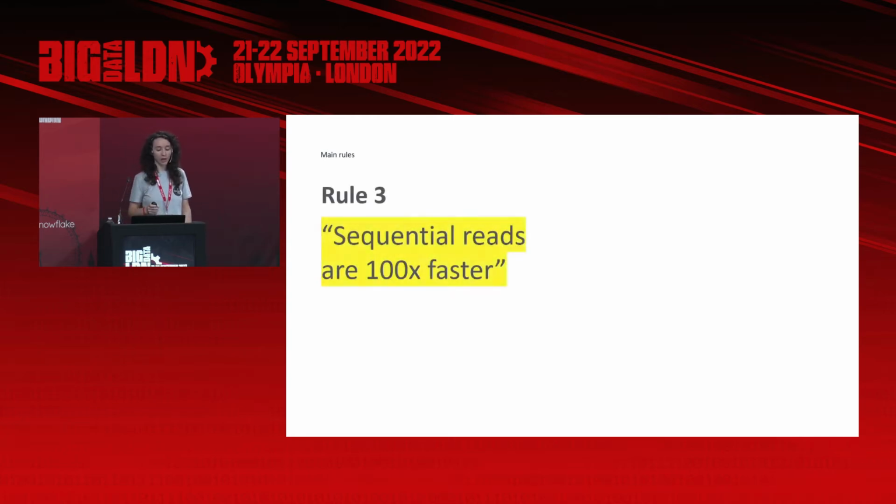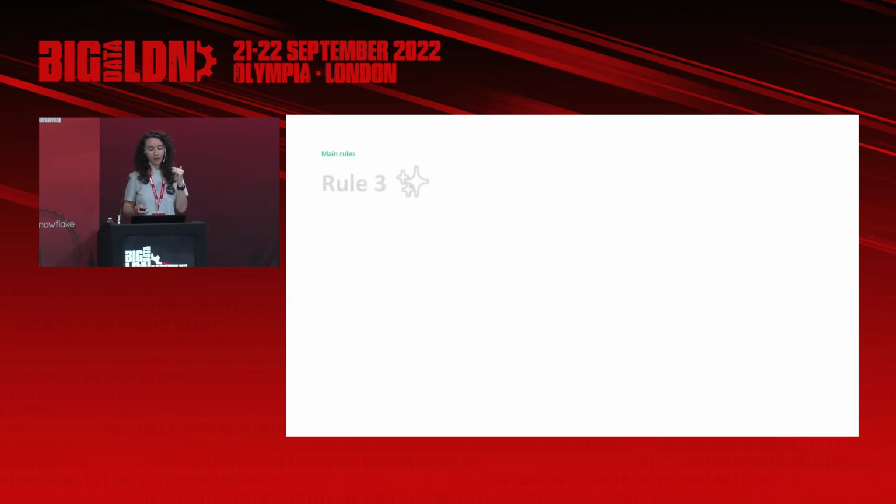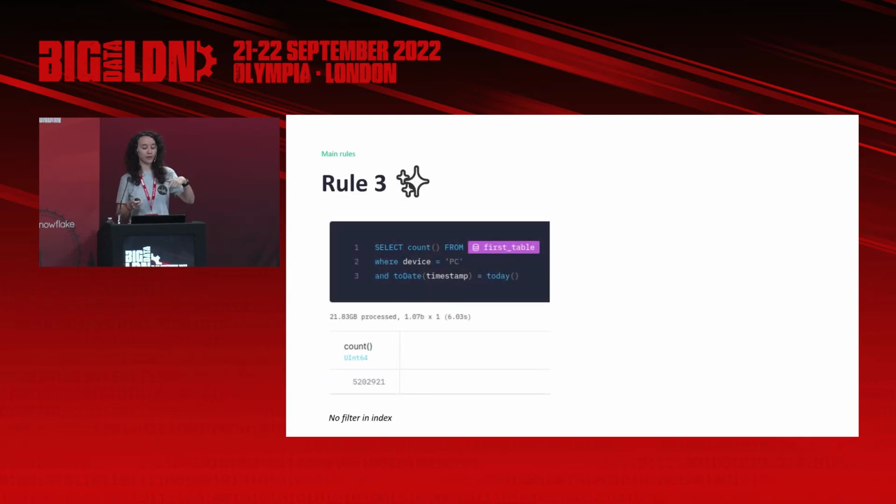Rule number 3: sequential reads are 100 times faster. That's it. To have sequential reads, you have to define indexes correctly, and that means you have to define the indexes based on the queries you are going to perform. For instance, if you are going to filter by device and by date, in this case timestamp, same as before, if these columns are not set as indexes, it's going to read the whole table.